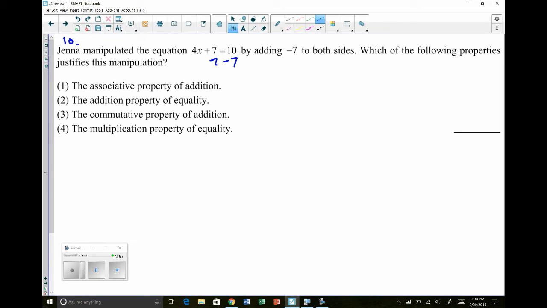What property justifies this? Well, we have our properties of equality that say I can add or subtract the same thing from both sides, and that's the addition property of equality. By adding negative 7 to both sides, Jenna's not changing the solution. Jenna can add any number she wants to both sides of this equation. If she wanted to add 20, she could. If she wanted to add 50, she could. But negative 7 was the smart number to add because that helped isolate the variable x.